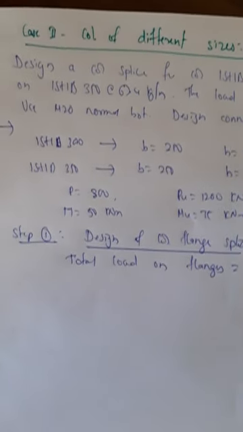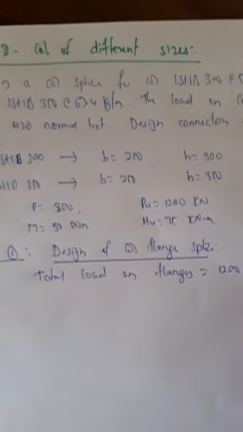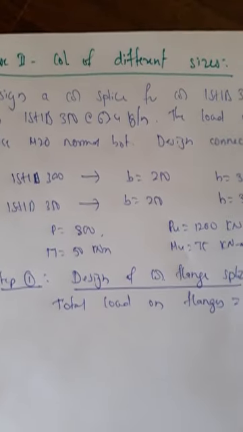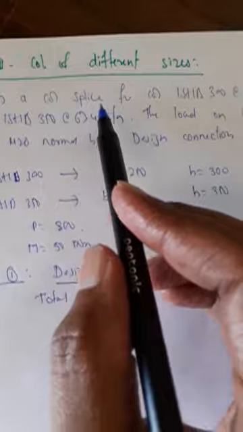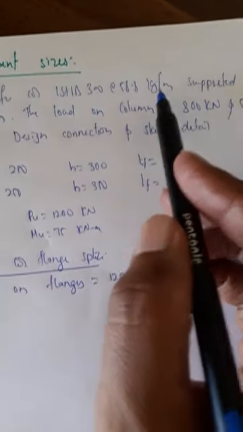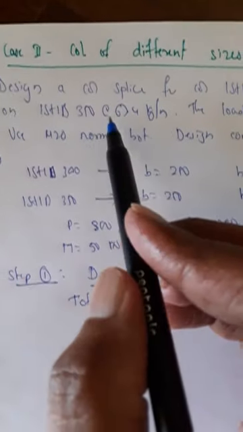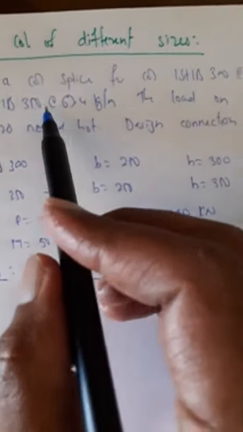Hello friends, today we'll start with second case of problems on column splicing. Columns of different sizes, wherein top column and bottom column they are of different size. Design a column splice for a column ISHB 300 at 58.8 kg per meter supported on ISHB 350. So top column is ISHB 300, bottom is 350.